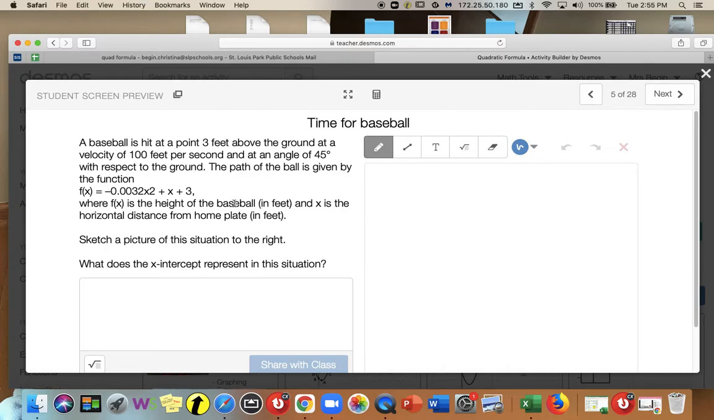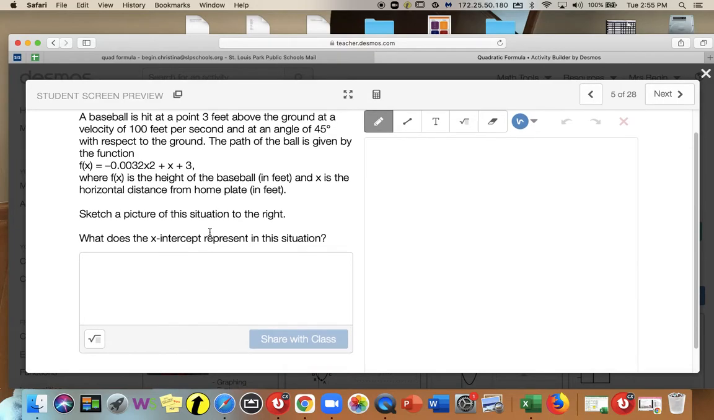Okay, so here's kind of the intro, and we'll go back to this problem once we learn the method. A baseball is hit at a point 3 feet above the ground at a velocity of 100 feet per second at an angle of 45 degrees with respect to the ground. The path of the ball is given by negative 0.0032x squared plus x plus 3, where f of x is the height of the baseball in feet and x is the horizontal distance from home plate. Can you sketch a picture of this, and what does the x-intercept represent?